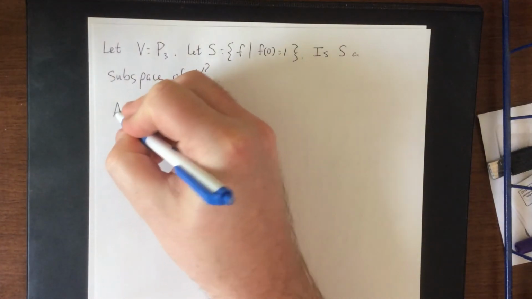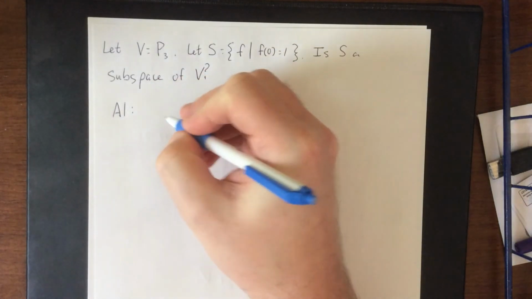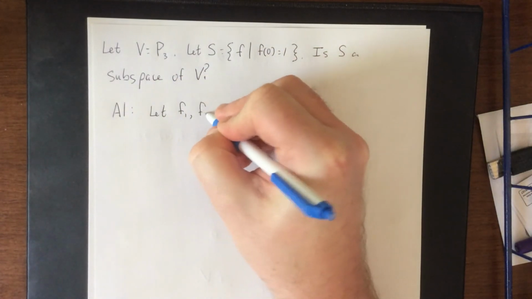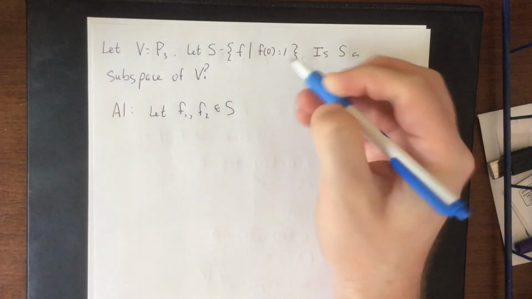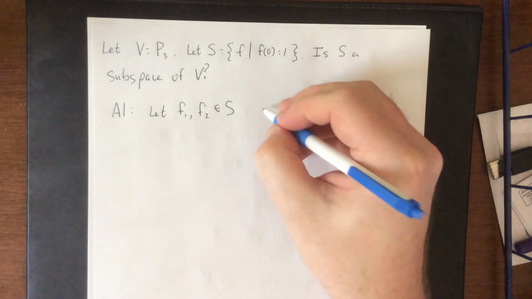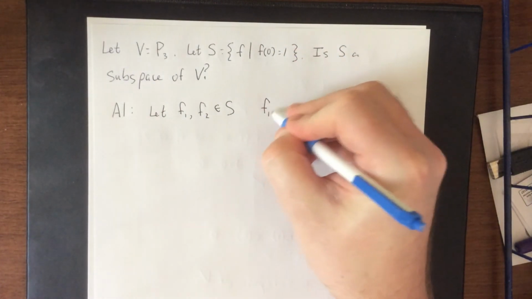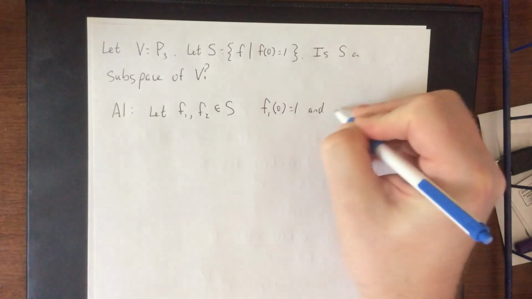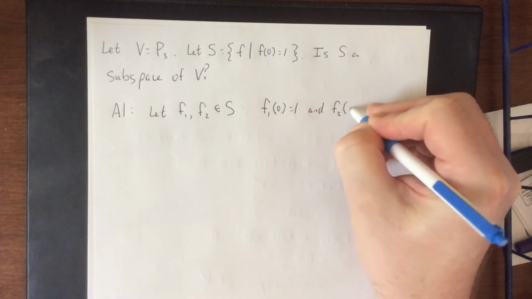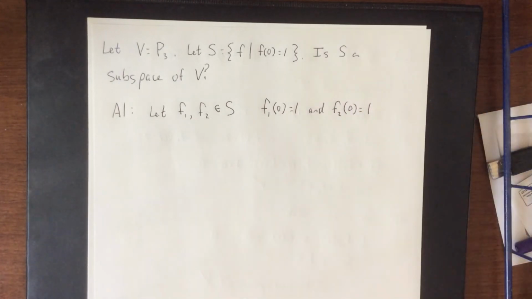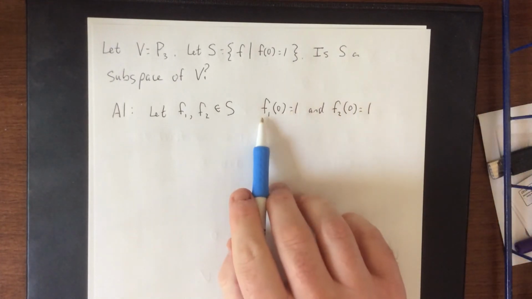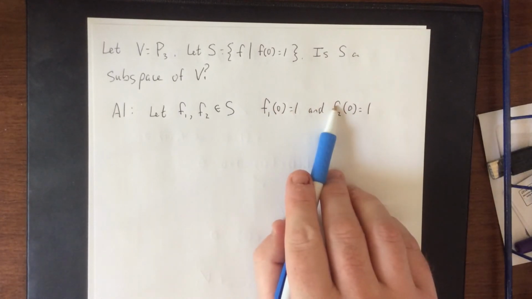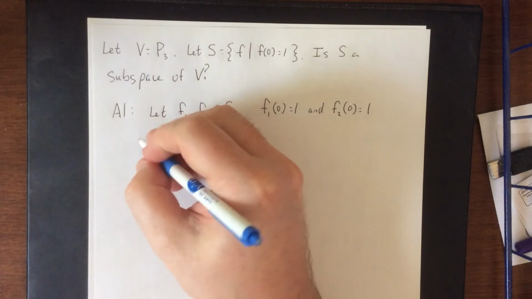I'm going to demonstrate how A1 fails. So we'll say let f1 and f2 be elements of this subset S. Therefore, they have the property that f1 of 0 is equal to 1, and f2 of 0 is equal to 1. In order to have closure under vector addition, I would need to be able to add these 2 functions together and get a result that is 1.